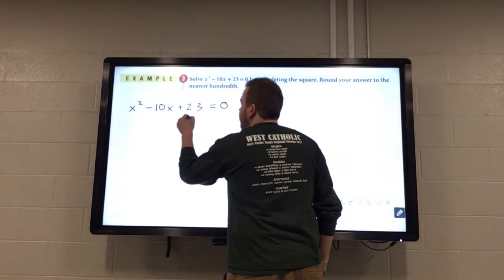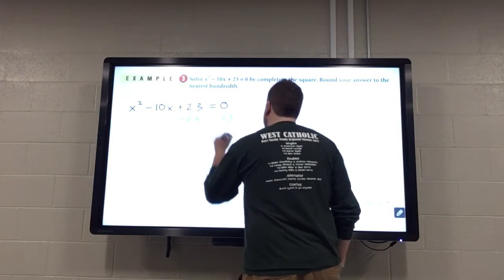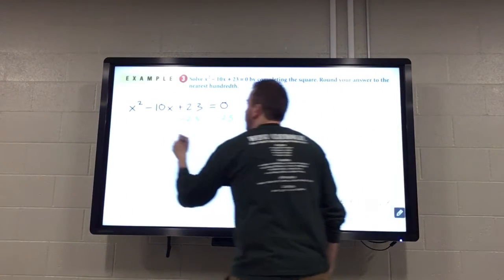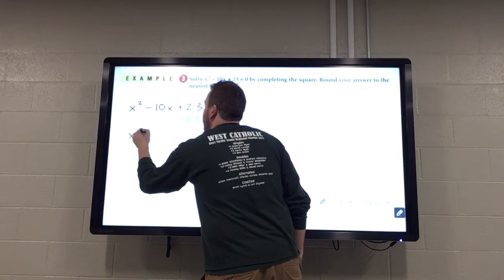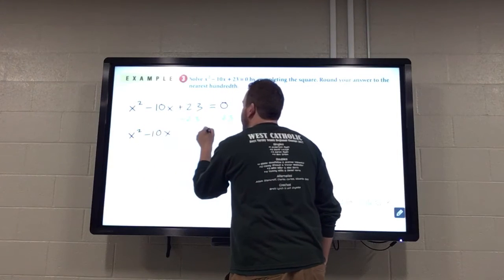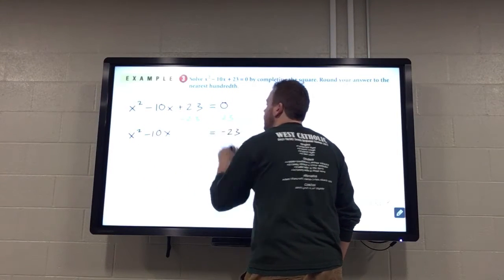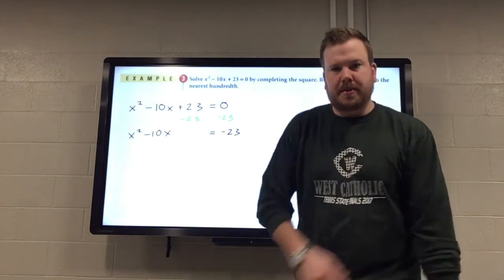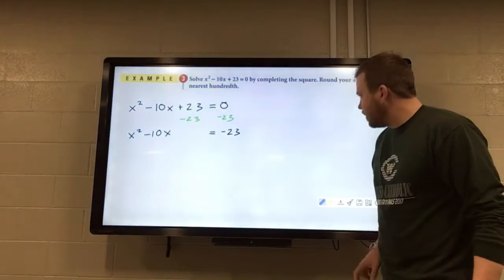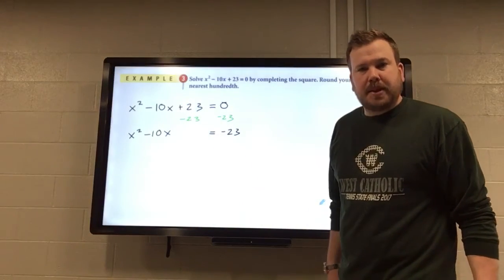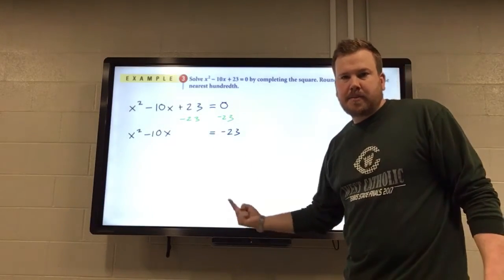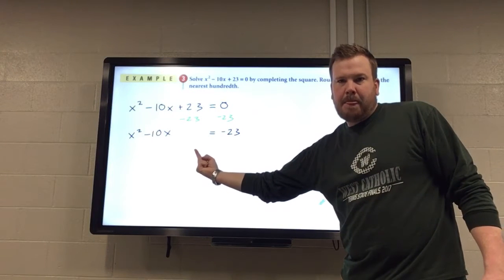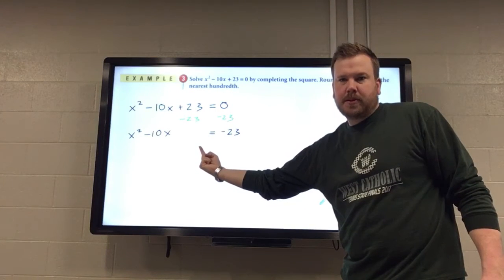I'm going to subtract it from both sides, leaving me with just x squared minus 10x is equal to negative 23. You may be wondering to yourself, why did you leave that space there, Mr. Lynch? The reason I did is, we need space to complete the square. So that space right there, we saved to complete the square.